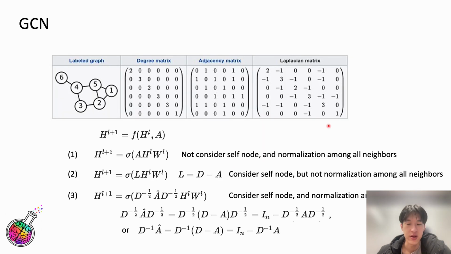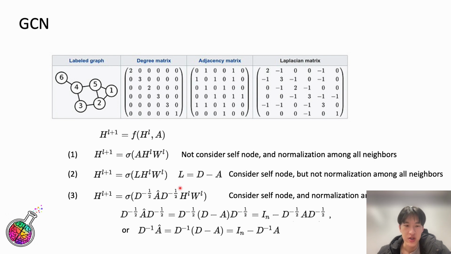The last part is the graph convolution network. It is different from previous methods because it uses some matrix calculation. Suppose we have a degree matrix, adjacency matrix, and Laplacian matrix, in which the Laplacian matrix equals the degree matrix minus the adjacency matrix. We find that the aggregation procedure can be concluded as this function. If we set the function as the first one, we can utilize the neighbor's information, but we will miss the self-node information and fail to do the normalization.